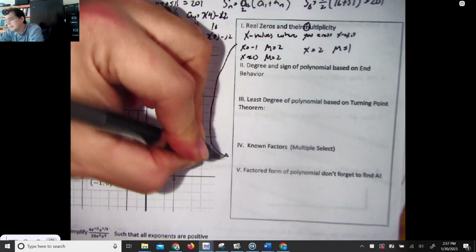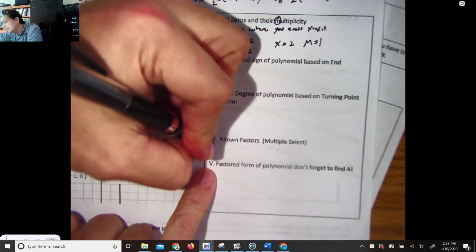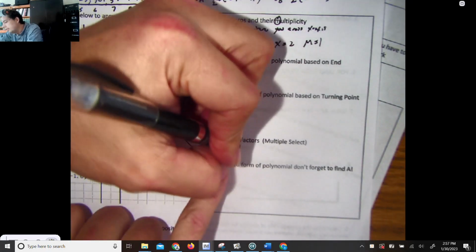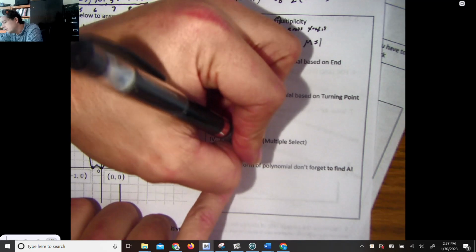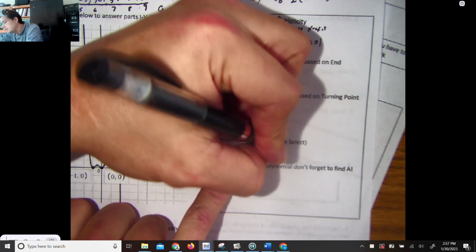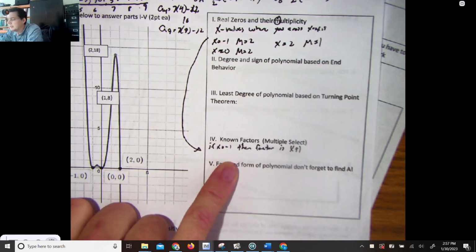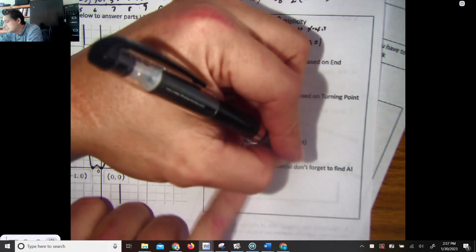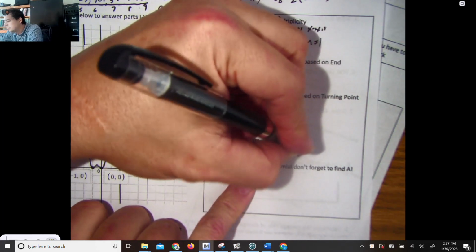Because they're the same thing. If x equals -1, then the factor is x plus 1. Now its multiplicity was a 2. You can put a 2 there if you want.